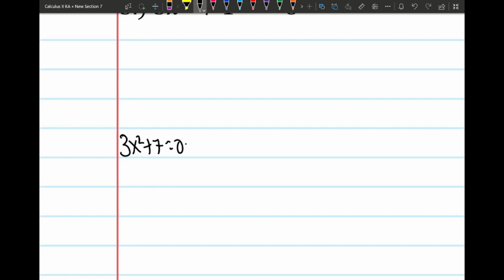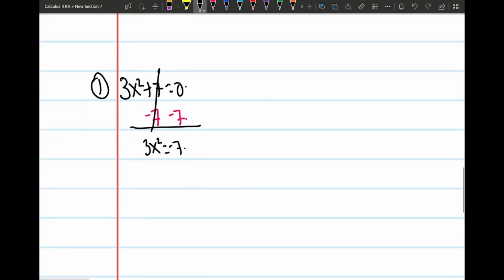Now, we're basically doing the same thing where we subtract 7 on both sides, and then we have 3x squared equals -7. So it's kind of the same process as we were doing before. Then we divide by 3 on both sides to get rid of that coefficient. So there we go, and then we have x squared equals -7 over 3. Now here is where we have to be careful.